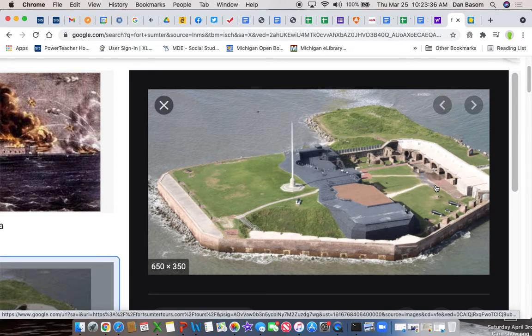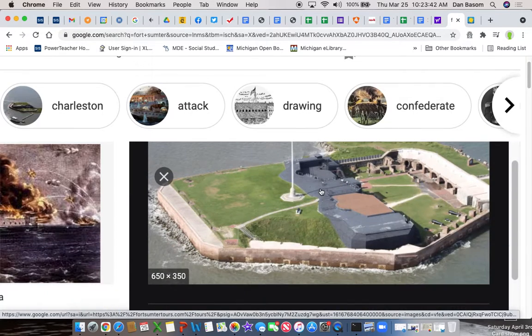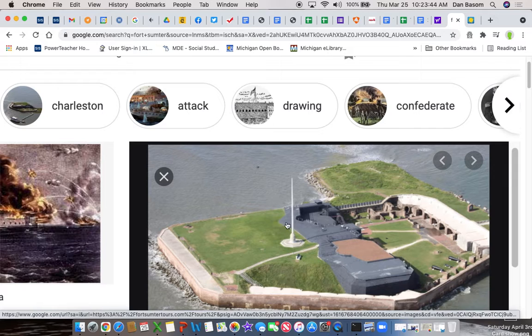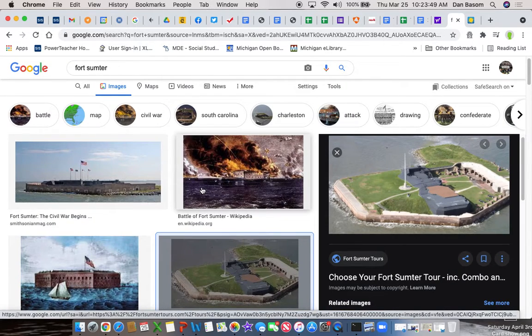If you need a visual for what Fort Sumter looked like, you can do a quick Google image search, but then you need to draw for me what the event itself looked like, what this bombardment, what this attack on Fort Sumter was. And again, no one died during this battle. This is going to be a 10-point assignment.